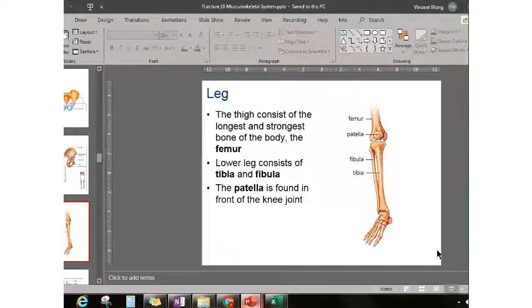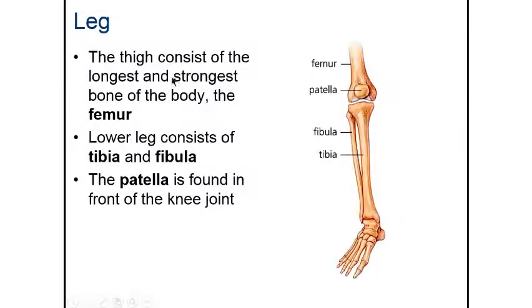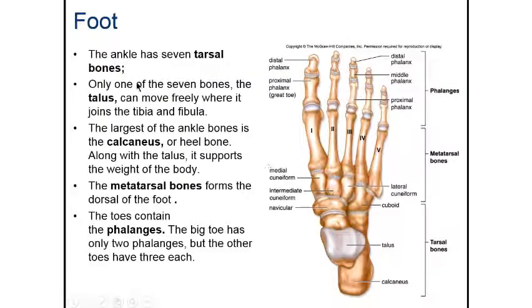Go back to the PowerPoint here for a second. All right. Again, you can just read this. It's basically what I've been telling you as I described the model to you. Here is the foot, right? You can see the talus, the calcaneus, your heel bone, the other tarsals that you have. So a total of 7 tarsals, and again, phalanges.